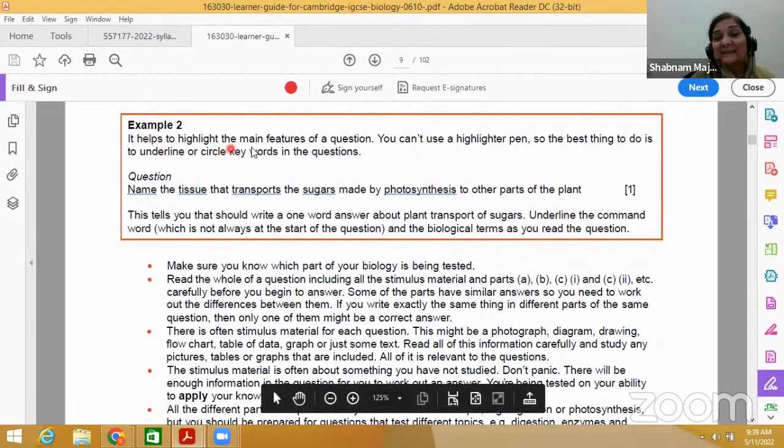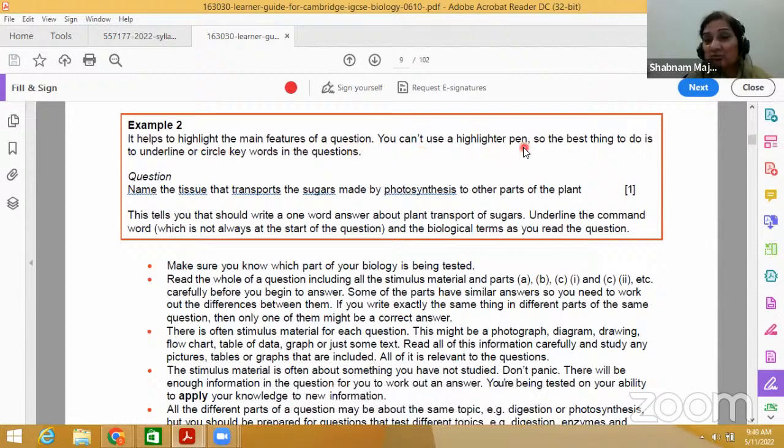It helps to highlight the main features of a question. You can't use a highlighter pen, so keep that in mind. The best thing to do is to underline or circle keywords in the question. Remember one thing: I don't know why students are so scared. They think if they underline something in the question, it will make their paper dirty. Not at all.